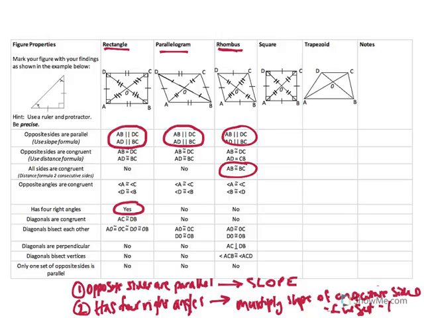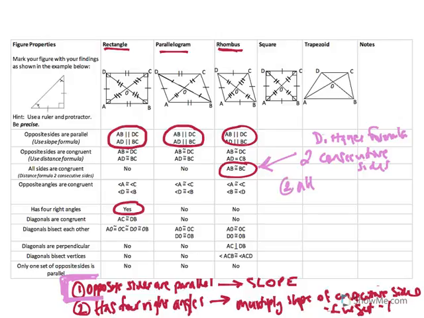So for the parallelogram, we just have to write down opposite sides are parallel and then prove. And then for the rhombus, we have to prove that opposite sides are parallel, just like we do with the rectangle and the parallelogram. But then we also have to use the distance formula of 2 consecutive sides to prove that all sides are congruent.